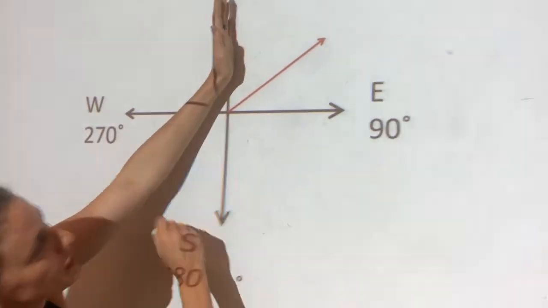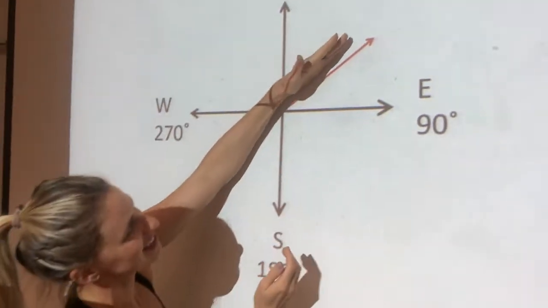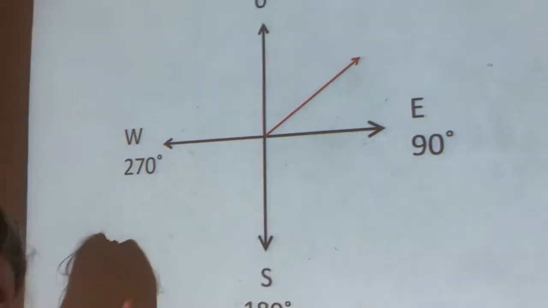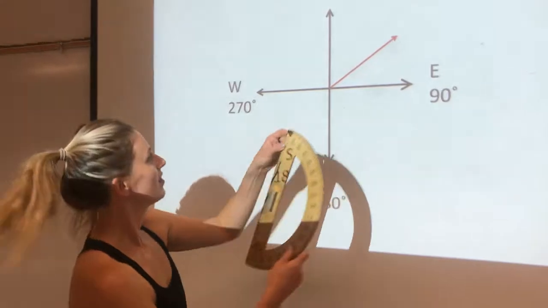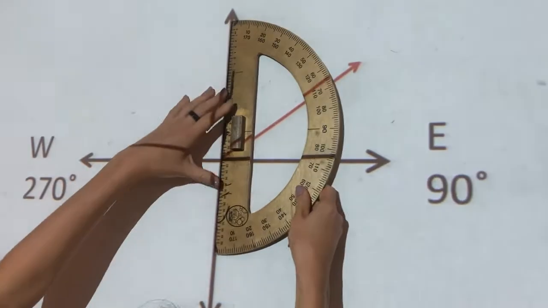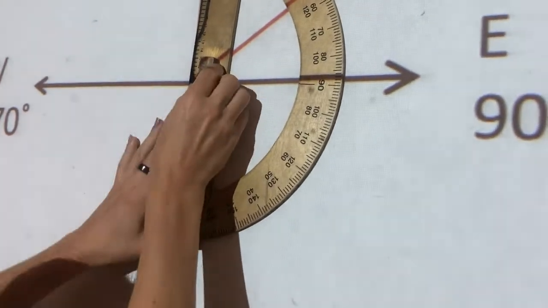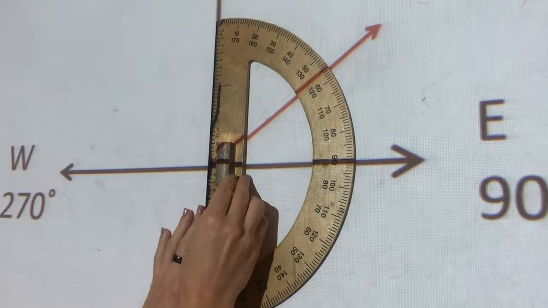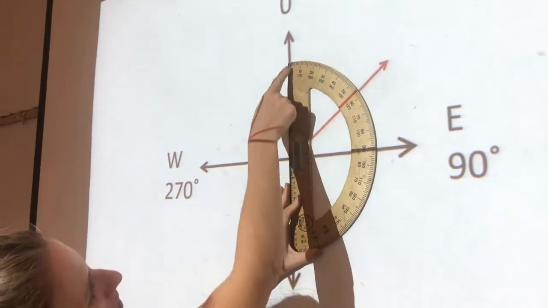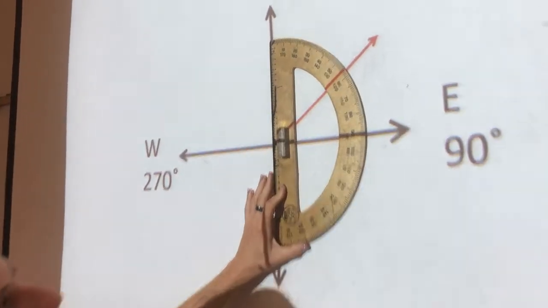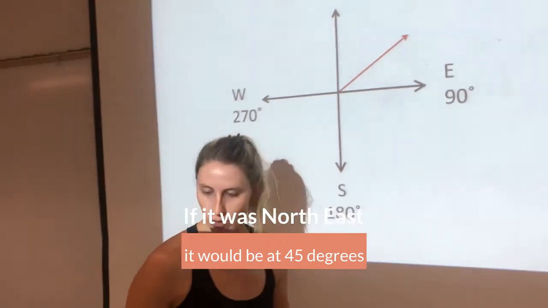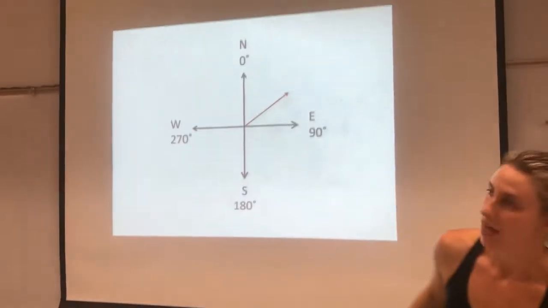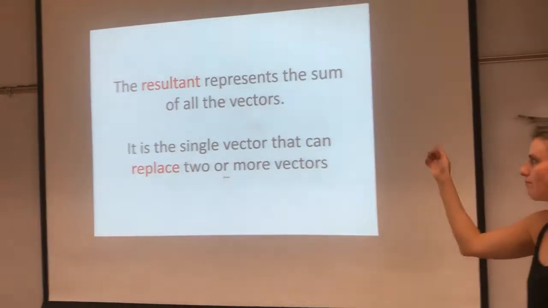Okay, so you bring up a good point. Yes, it is between north and east, but is it exactly in the middle? I know how we can figure out if this is northeast or not. Let's go ahead and put this, this is 0, right there. Line it up in the middle there. And this is 55 degrees. So not northeast. All right, so back to our resultant.